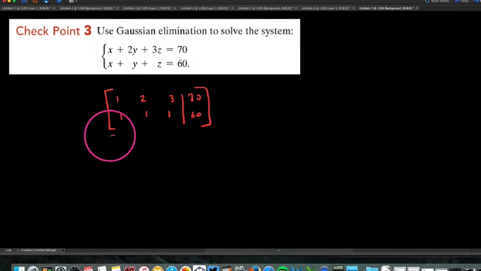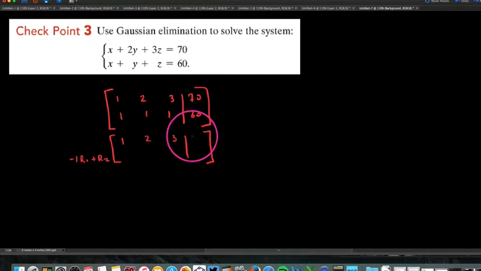Let's take the 1 in the top left corner times a negative 1 so that we cancel out with this positive 1. So we'd say negative 1 times our row 1, and we're going to add that to row 2. So what we get is row 1 is the same, 1, 2, 3, and then 70. And then here we would have a 0.